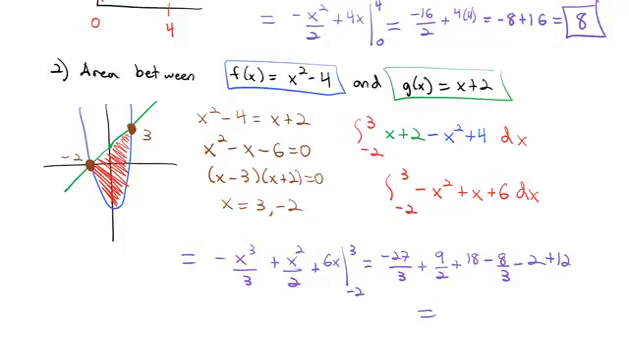And so when we plug all that in our calculator, negative 27 thirds plus 9 halves plus 18 minus 8 thirds minus 2 plus 12, change it to a fraction, we end up with 125 sixths is the area between these two curves.